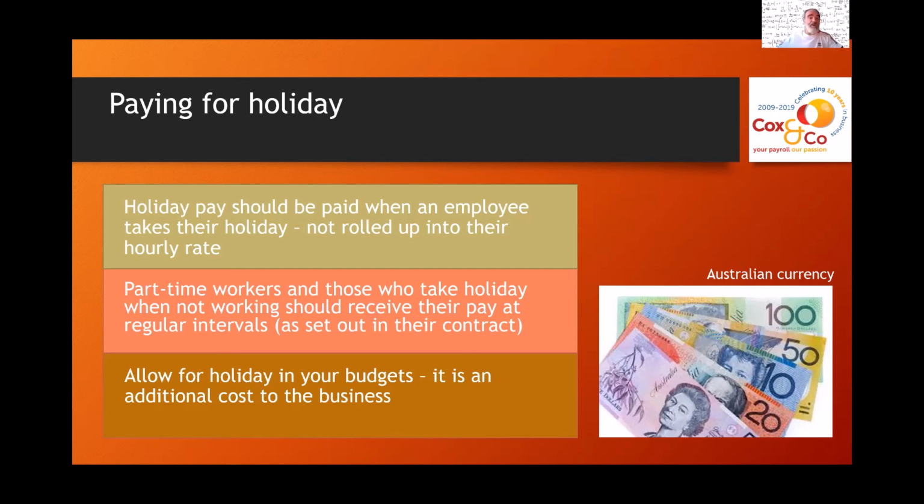Part-time workers and those who take holiday when not working should receive their pay at regular intervals. So there we're really referencing the annualized workers, those who work in schools and preschools and the like, because again, they're working and they're getting paid. What about when they're not working? And again, it would be set out in their contract of employment that for when they're not working, those amounts of holiday would be paid on a regular or a set basis that was reasonable.